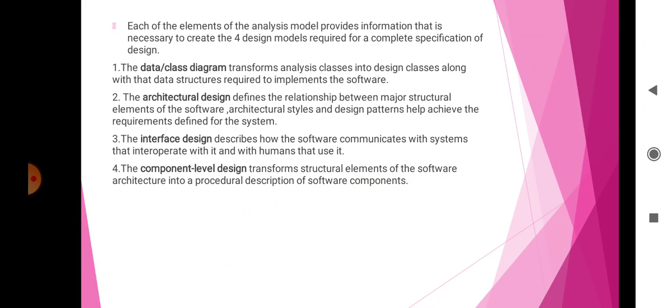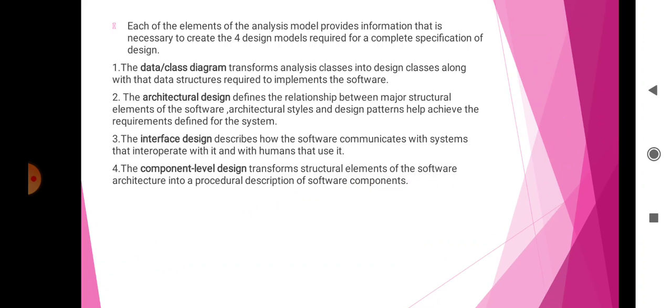Here are the four design models. First is the data or class design, which transforms the analysis classes into design classes along with the data structures required to implement the software. The second is architectural design, which defines the relationship between major structural elements of the software, and the architectural styles and design patterns which help to achieve the requirements defined for the system.